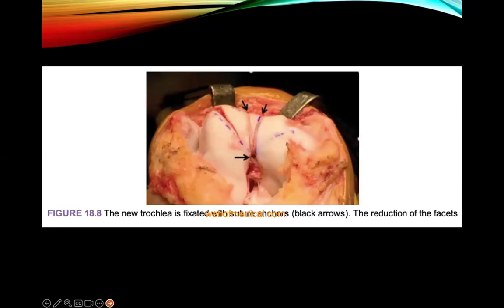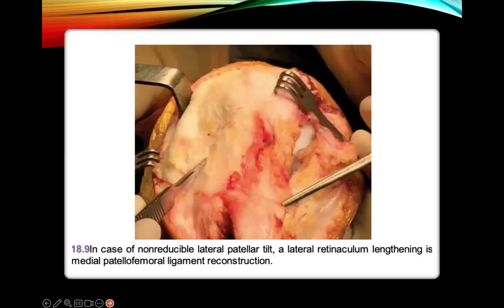Like reduce the medial and lateral facets. And if the lateral facet just remains very flat, then you can use a bone graft to elevate it. And that is typically indicated in type D of de Jour trochlear dysplasia. And you have to fix it with sutures, an absorbable bio suture anchor, which is placed anterior to the notch. Then you have to assess the lateral structures. If there is a persistent lateral non-reducible tilt, then a lateral retinacular lengthening is preferred.